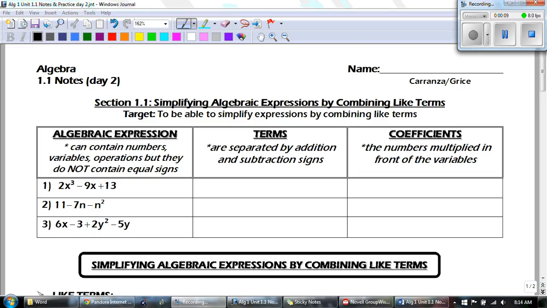Today we're talking about simplifying algebraic expressions by, that's right, combining like terms. Our learning target today is to be able to simplify expressions by combining like terms.